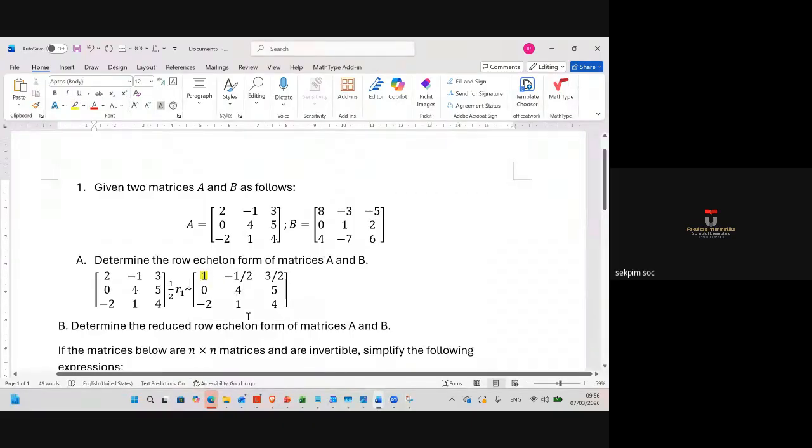Okay, and what we are going to do is to make all elements under the pivot 0. This is already 0, and our task is how to make this element 0. So this is an element of row 3, right? So row 3, right? So we are going to add, yeah, two times row 1.